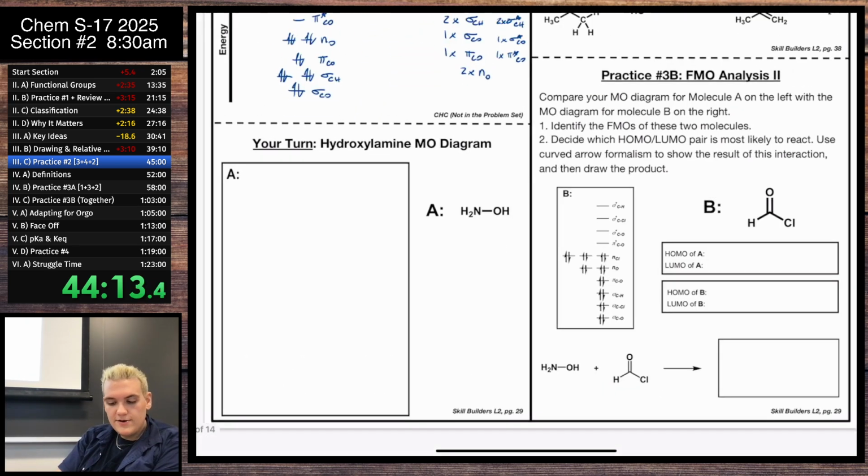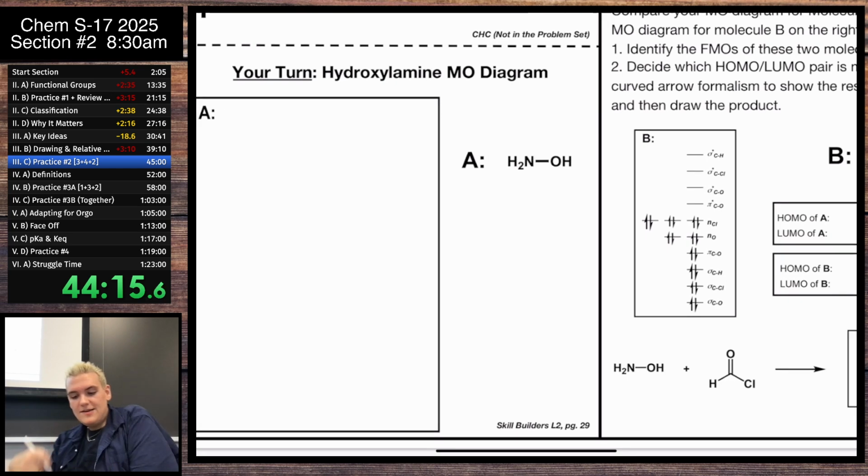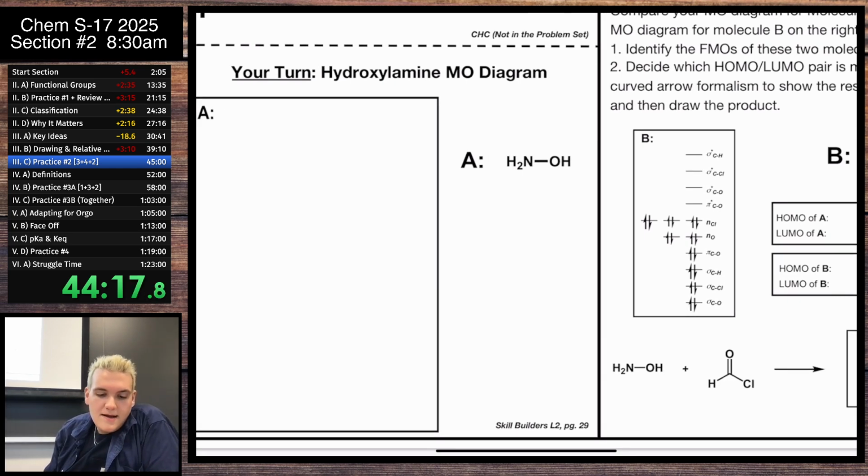So what I'd like you to do is page 29, Skill Builder. This is a molecule called hydroxylamine, which they used to have hanging in the lobby of the Science Center. They had a big model of it. I'm not sure if they still do with all the construction. Rip.